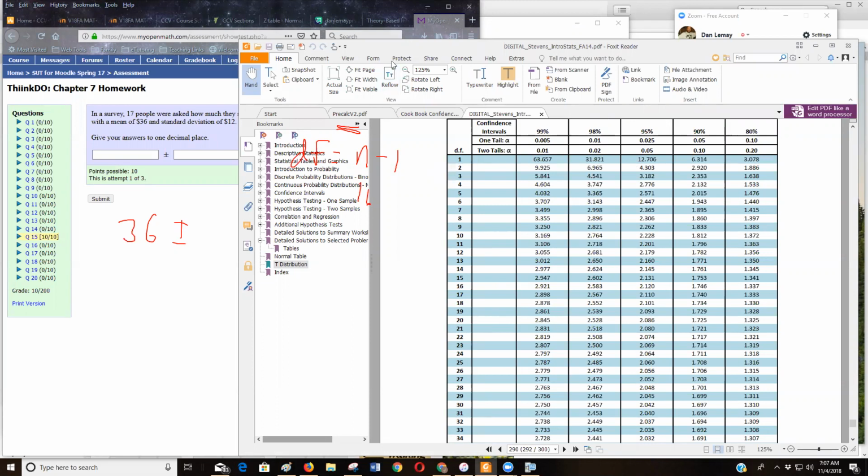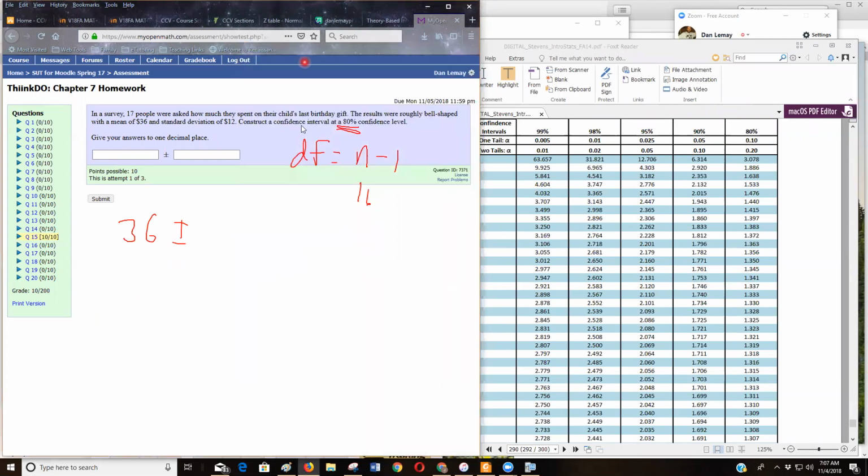So I'm going to come down to my 16 degrees of freedom row, and come all the way over to get the 80%. The critical value for an 80% confidence interval, I'm seeing 1.337. So I'm going to put in 1.337. Then we've got a sample standard deviation of 12 divided by the square root of the sample size, which is 17.